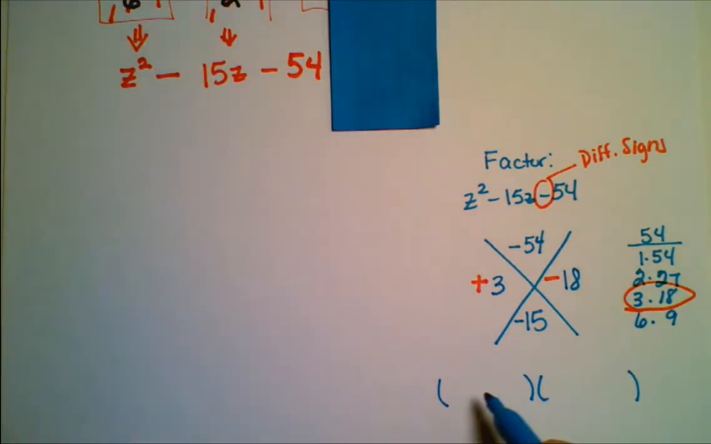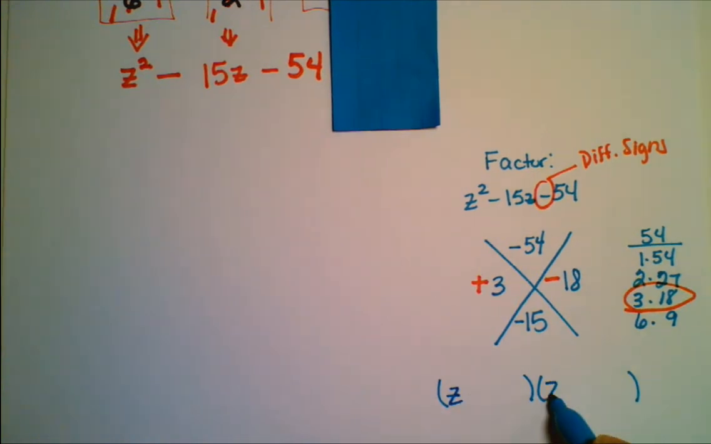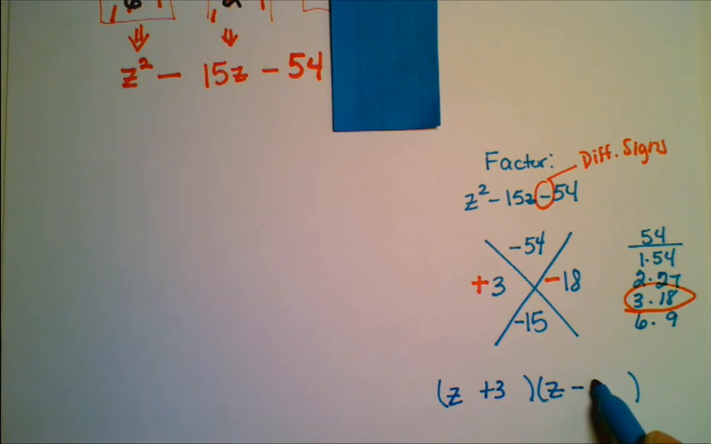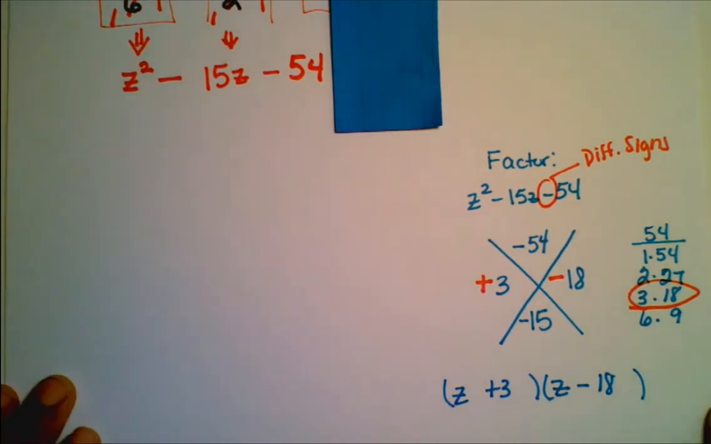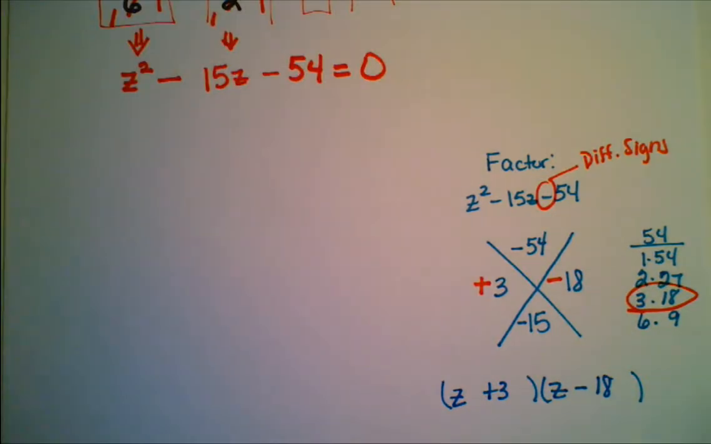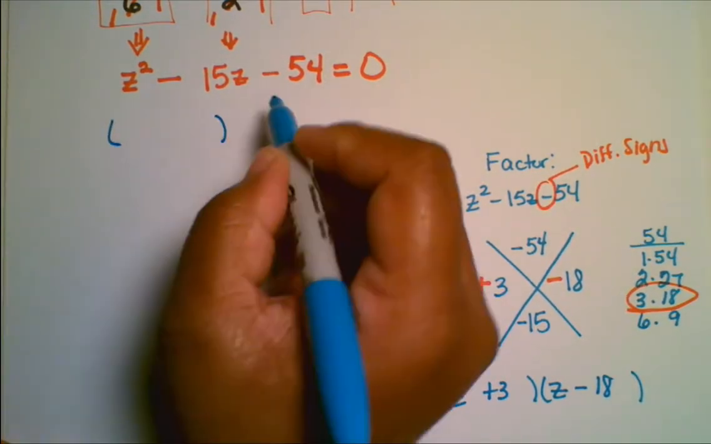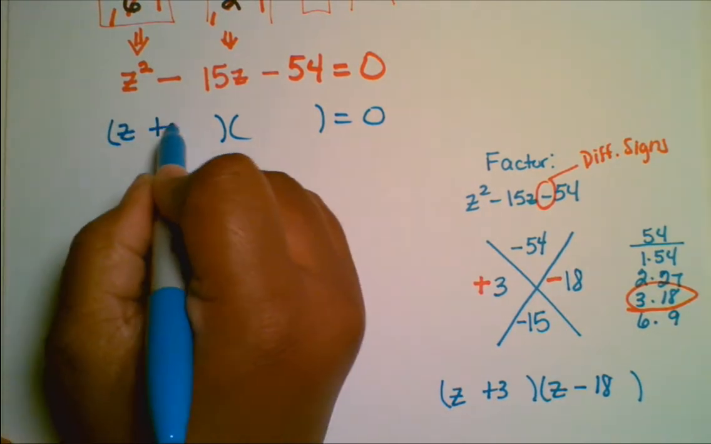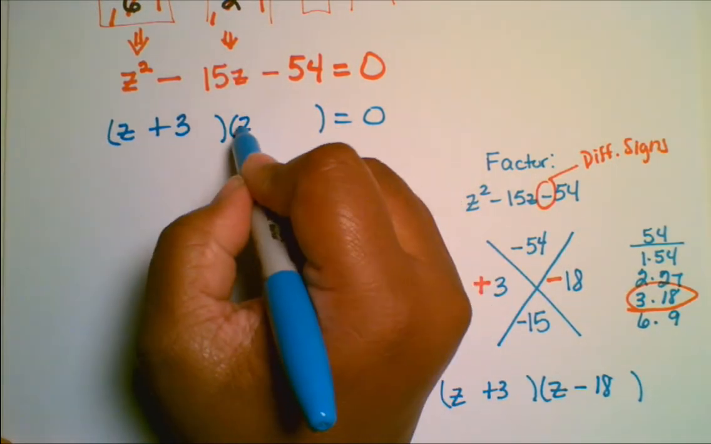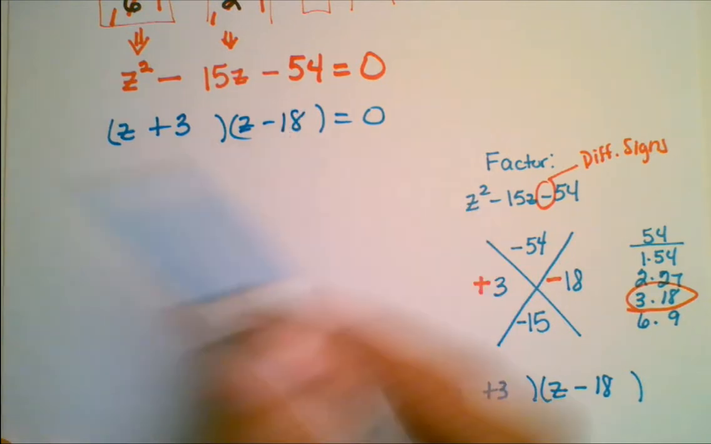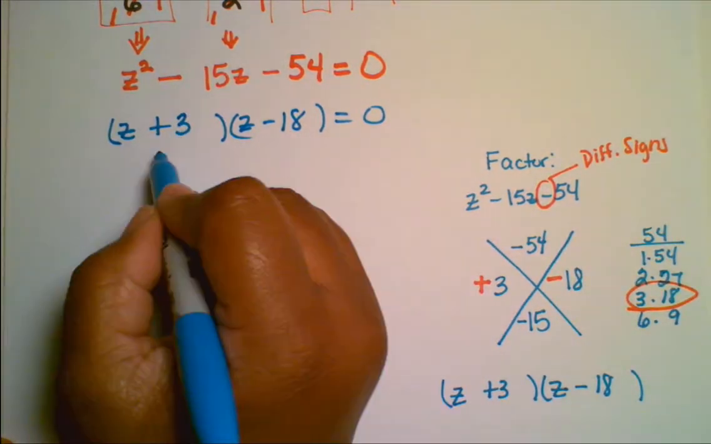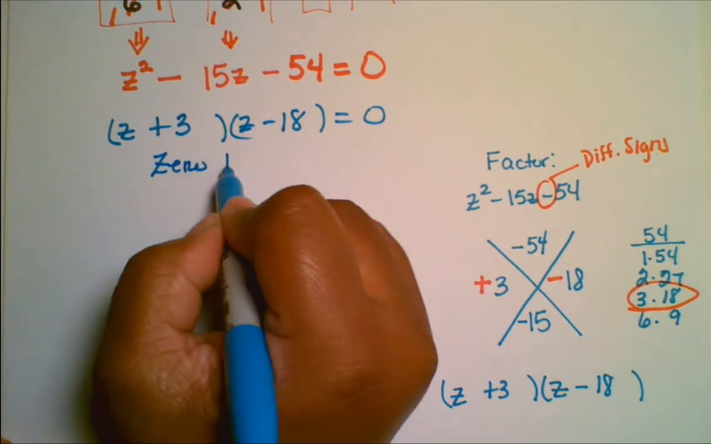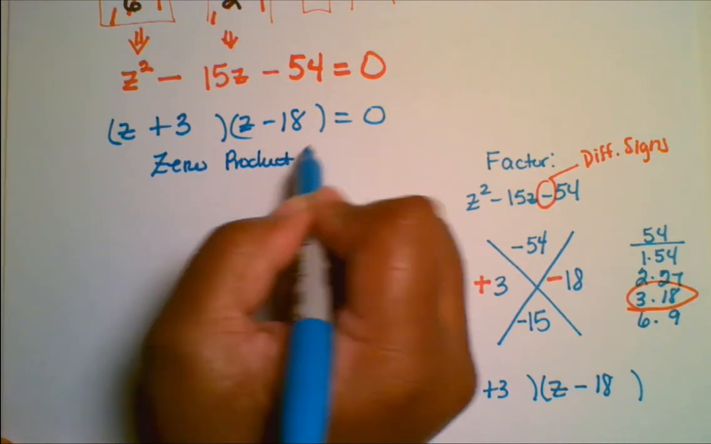Okay, so then write out your factors. We have plus 3 and minus 18. So we're going to take those factors that we found and set each of those factors equal to 0 by using the zero product property.